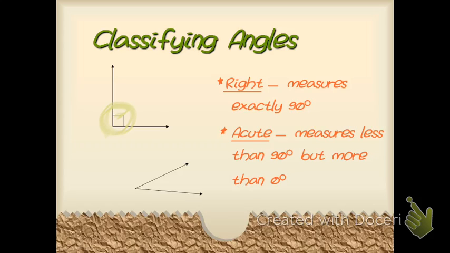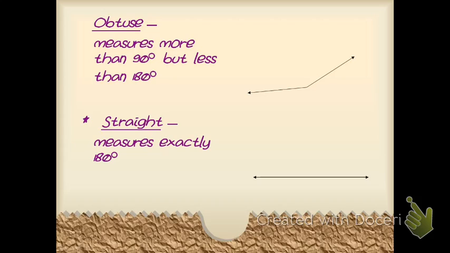An acute angle measures less than 90, but more than 0. Then we have our obtuse angle, which measures more than 90, but less than 180. And our straight angle, which measures exactly 180 and looks like a straight line. Now, remember that a straight angle doesn't have to just be left to right. It can also be up and down.